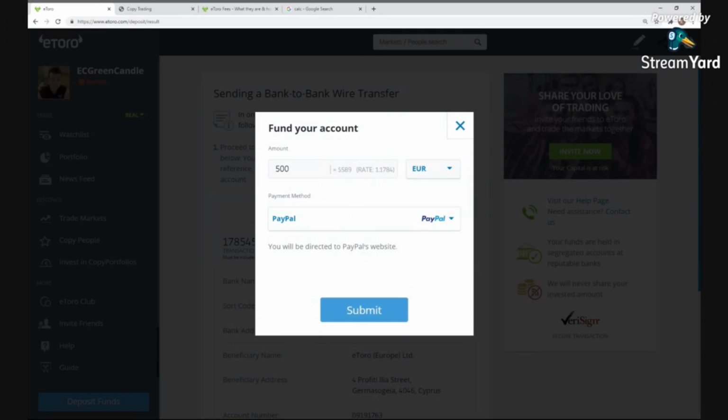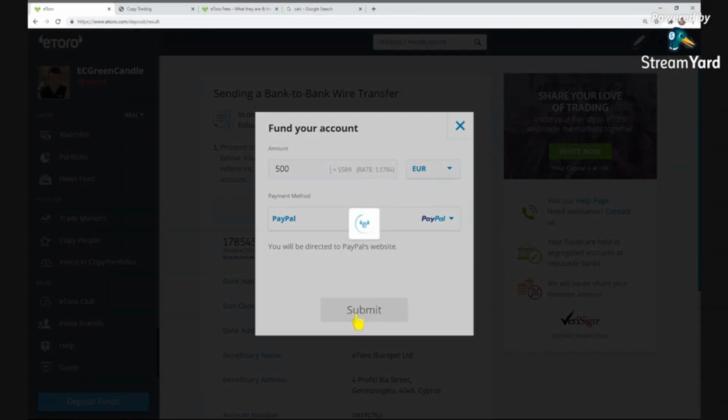So the money that you don't need, you just build up over the months. So here we go, it's so easy. I'm going to deposit €500 today. I select euro and it'll give me 589 with PayPal. So click the submit button, and it'll bring me to my PayPal page. It'll just take a second to load up.